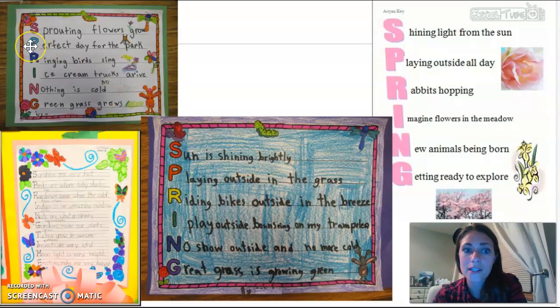If I look at the next letter in the word spring, it's a P. So you have to make sure that your word starts with a P, or whatever letter comes next in your first name. Perfect day for the park. Playing outside in the grass. Playing outside all day. Make sure that your first word starts with whatever letter comes next in your name.